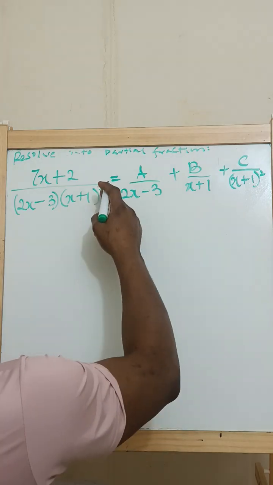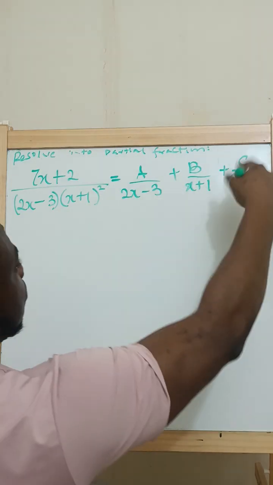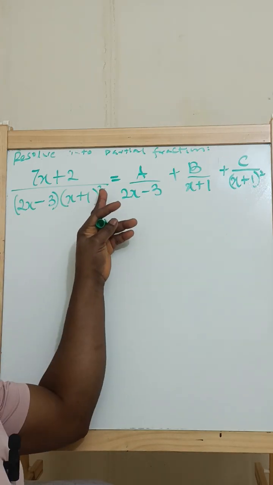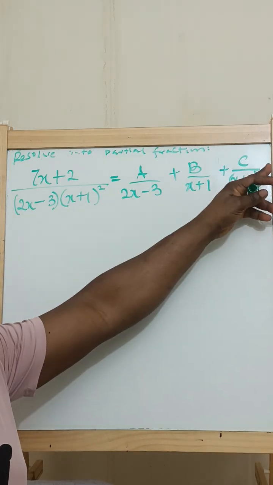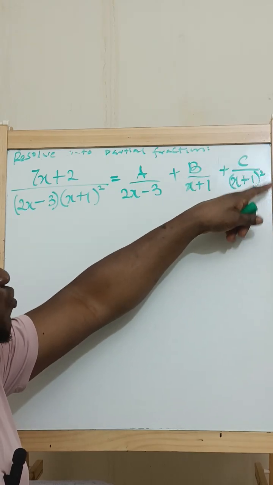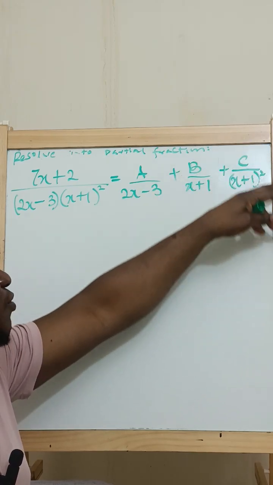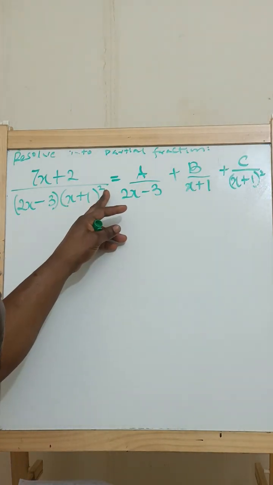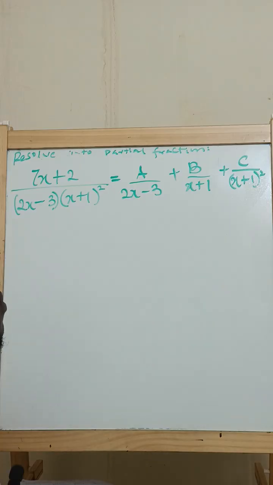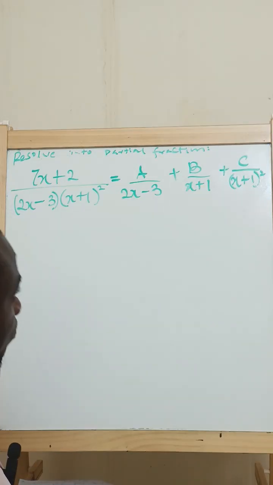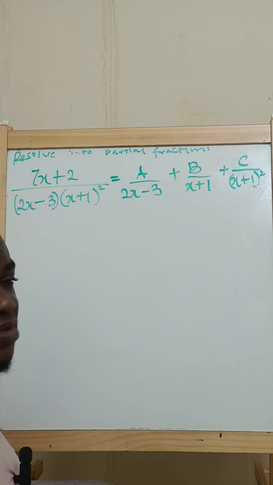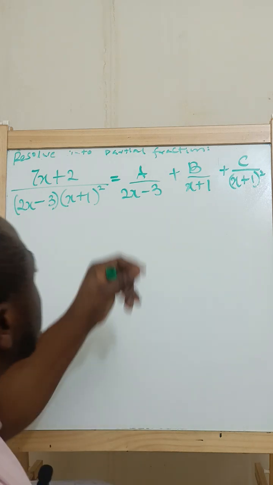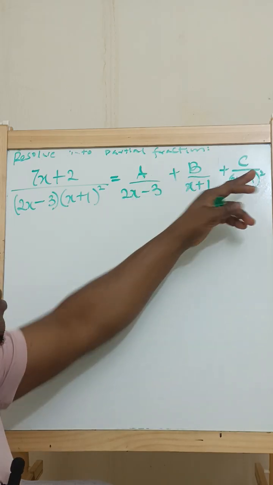So the more the power, the more the repetition that we are going to have. For instance, if it is raised to power 3, then we need to add another term, which will be D over x plus 1 cubed. So the more the power, the more we repeat the roots. So it is called repeated roots in partial fractions. Once we have this, we are going to look for A, B, and C.